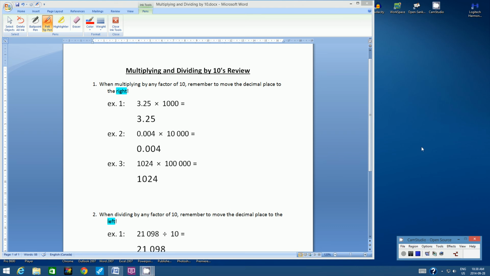Now whenever we're multiplying by factors of 10 or dividing by factors of 10, hopefully you'll have these mental strategies so that you never have to use a calculator. Alright, let's have a look at section 1.